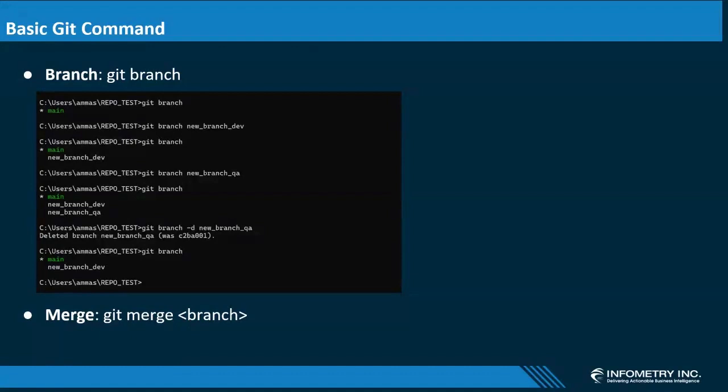Now let's talk about the git merge command. This command is essential when you want to combine changes from one branch into another, allowing you to bring together different pieces of work in your repository. The git merge command is used to merge changes from one branch into your current branch. This is typically used when you want to bring in changes from a feature branch or any other branch into your main branch.